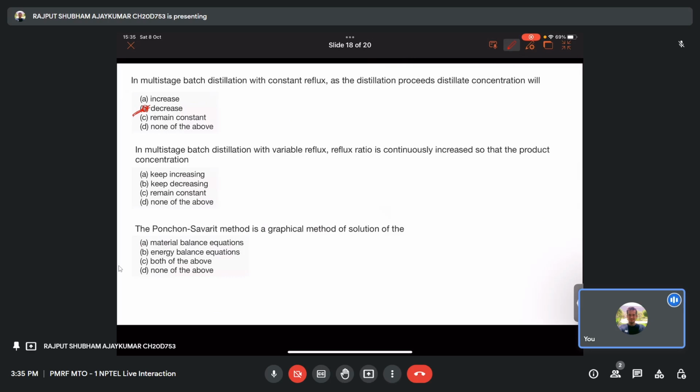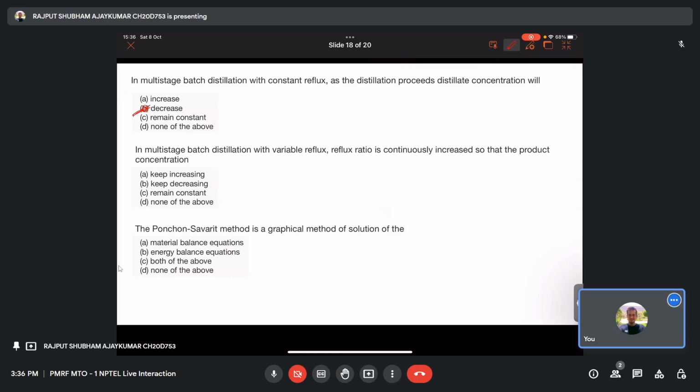So multi-stage distillation is steady state, not like batch distillation, which is unsteady state. Multi-stage distillation will operate for a longer period of time, and as time proceeds, the concentration of distillate will decrease because of the various impurities, as well as the various detrimental operations happening inside the distillation columns, like coning, weeping, dumping, flooding, and so many terms that we already discussed. So the correct answer for multi-stage batch distillation with constant reflux is that its distillate concentration will decrease as the distillation proceeds. You should remember this point, because some of you will say it's constant.